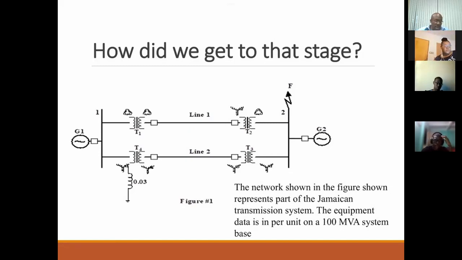Okay, so here we have a system. We have two generators. Note the fault point, it's on bus two. Yes, and it's a 100 MVA system. And again, it's part of the Jamaican transmission network.